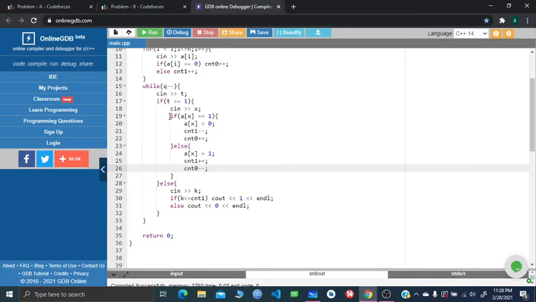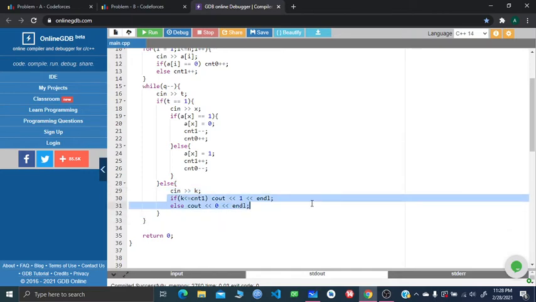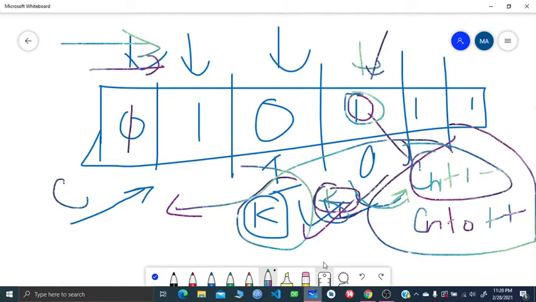But if I get the second type of query where I'm taking input as k, then exactly what I told you: if k is less than or equal to cnt1, then I can assure you that k is inside the first count, the group of 1. So I can guarantee you that the value will be 1.